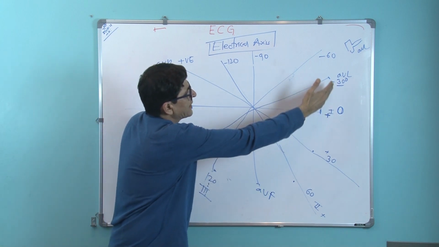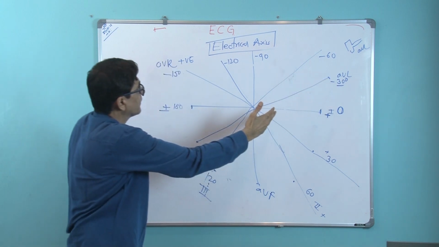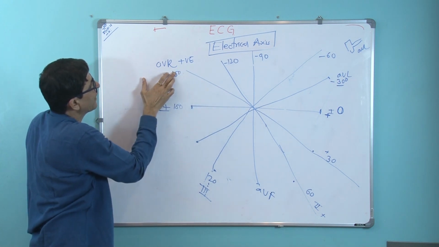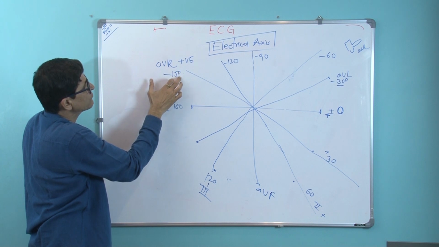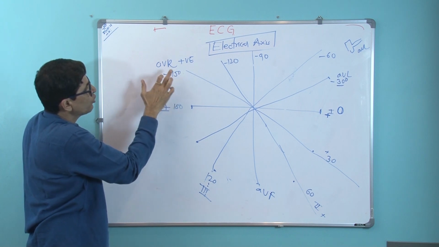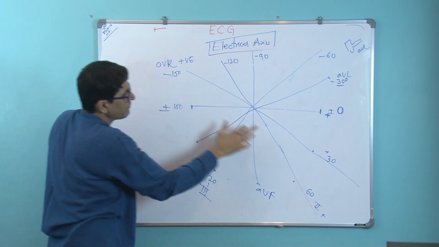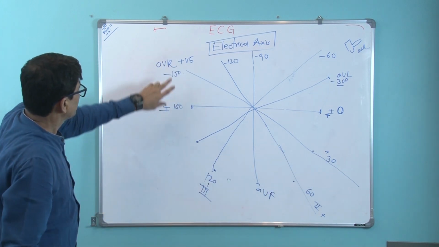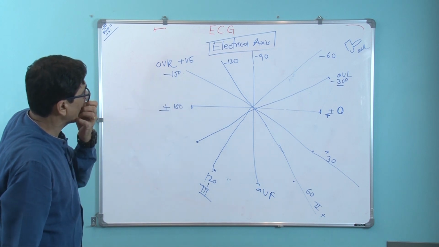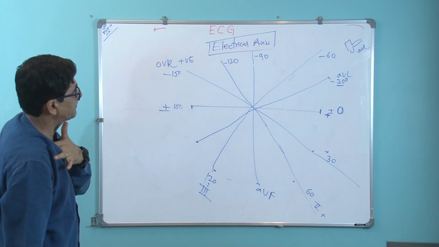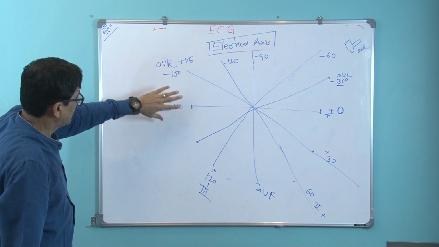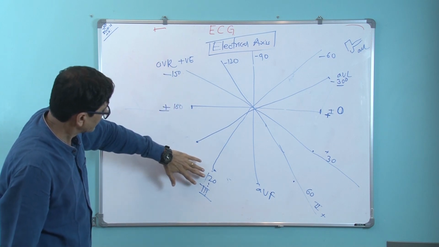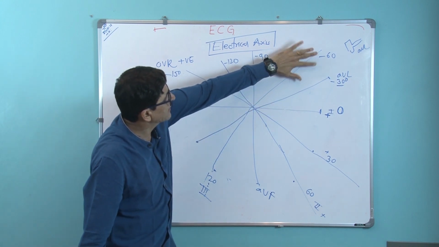So first AVL. Now AVR, minus 150, minus 150. So minus 150 here, plus 30 here. I will tell you why plus 30 there. Because lead 3 is 120 positive, negative is minus 60.